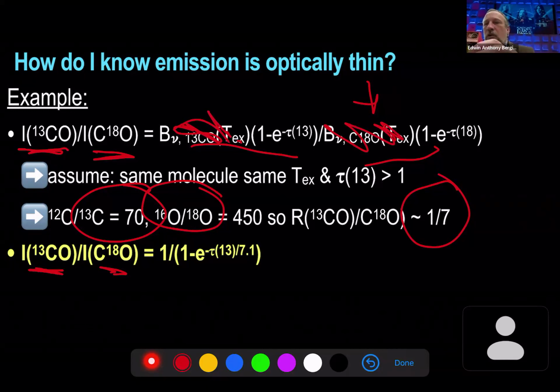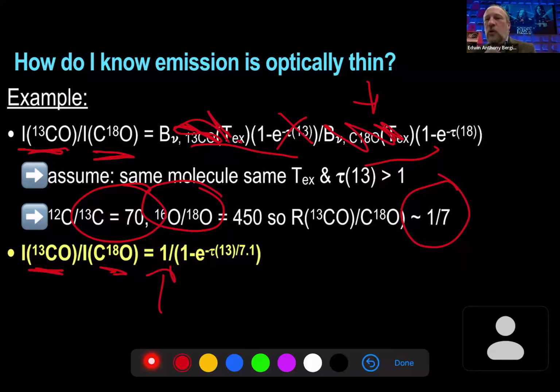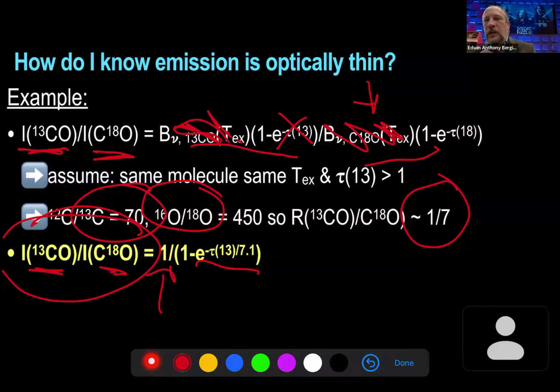The 13CO is likely to be optically thick because it's the more abundant isotopolog. So that's just 1. And so I get 1 over this quantity. What that means is this observed quantity can tell me what the 13CO optical depth is. I can derive it directly from my observations. So off I go.